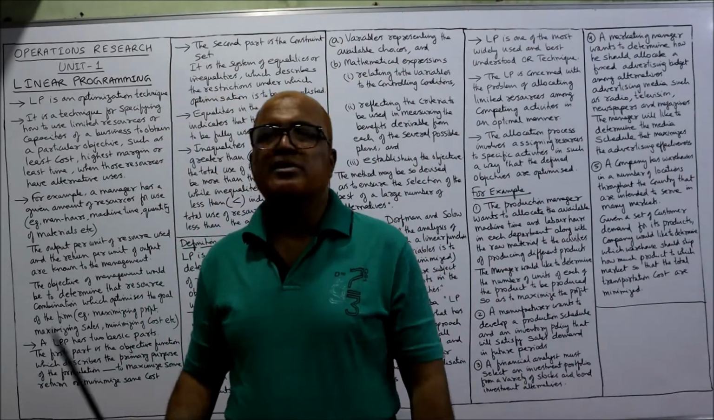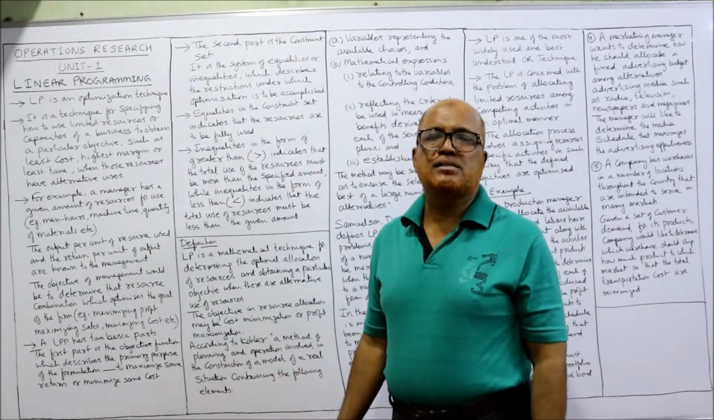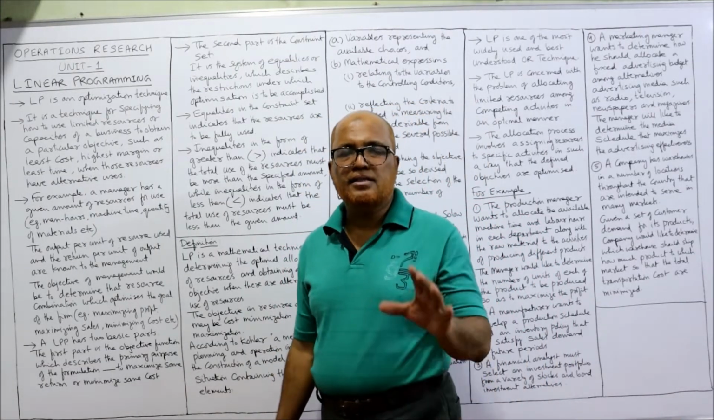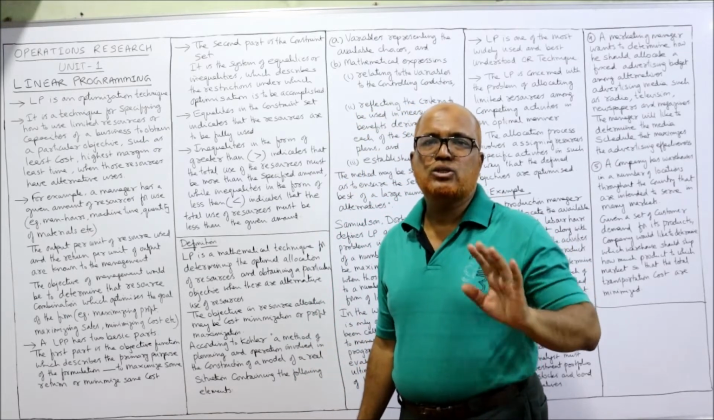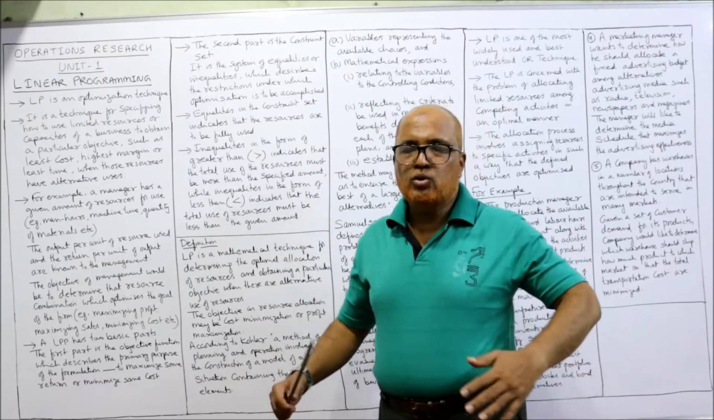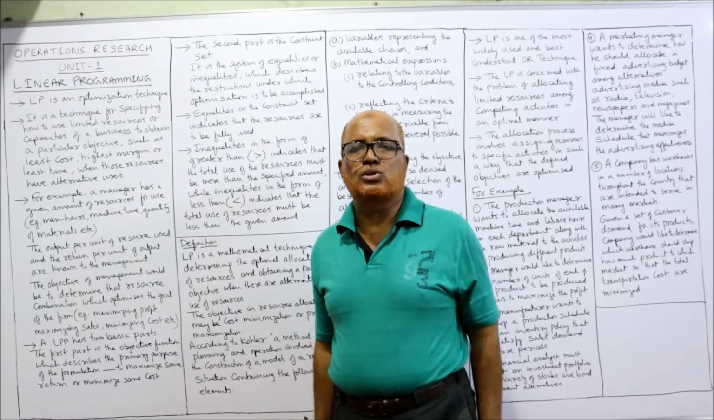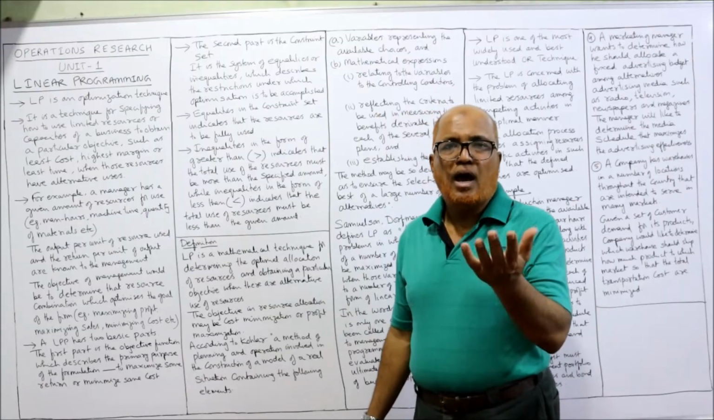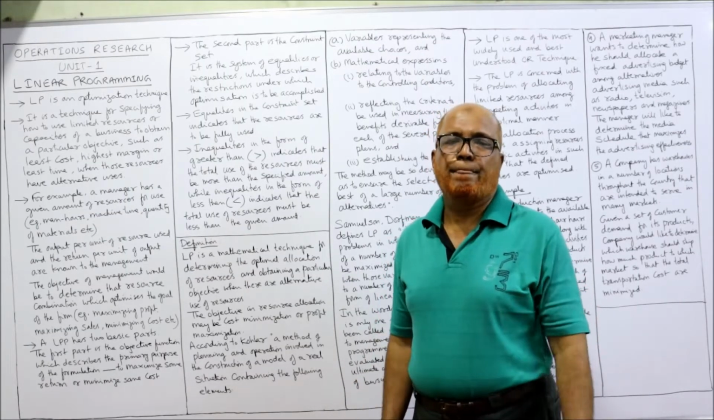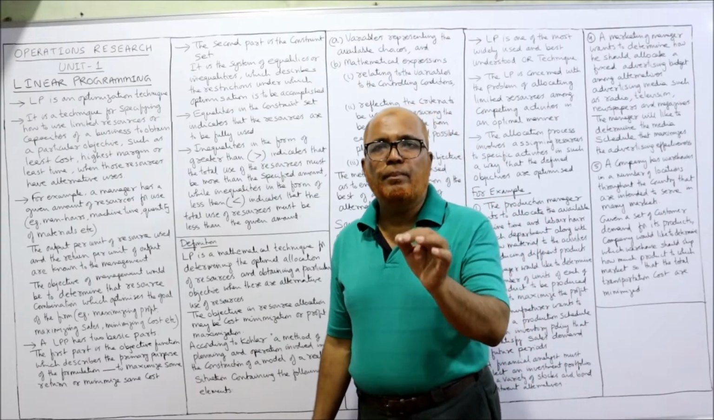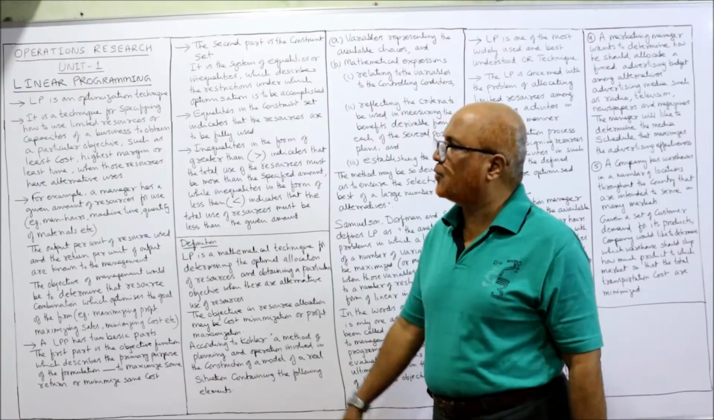Now, first I'm going to explain the meaning. Linear programming is an optimization technique. In the sense that we are going to optimize the usage of the resources. We don't have abundant, unlimited resources. We have limited resources, and the resources also have alternative uses. So how to optimally utilize the resources, that is the main intention of linear programming.